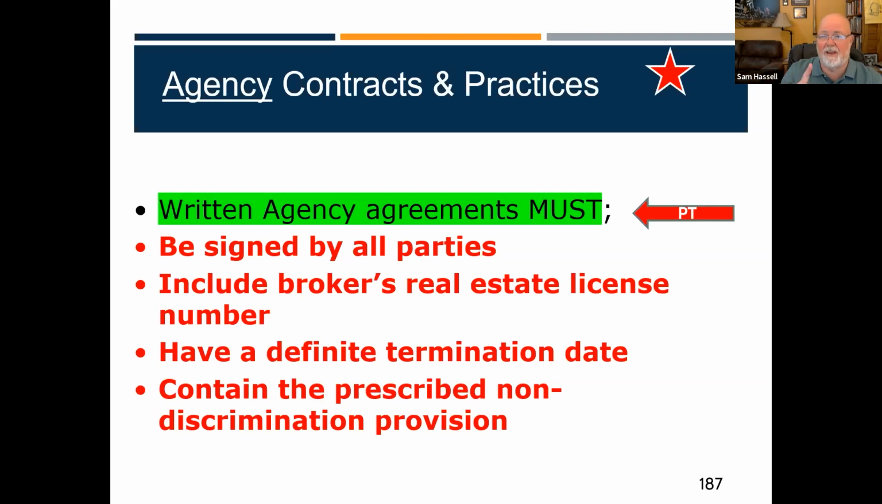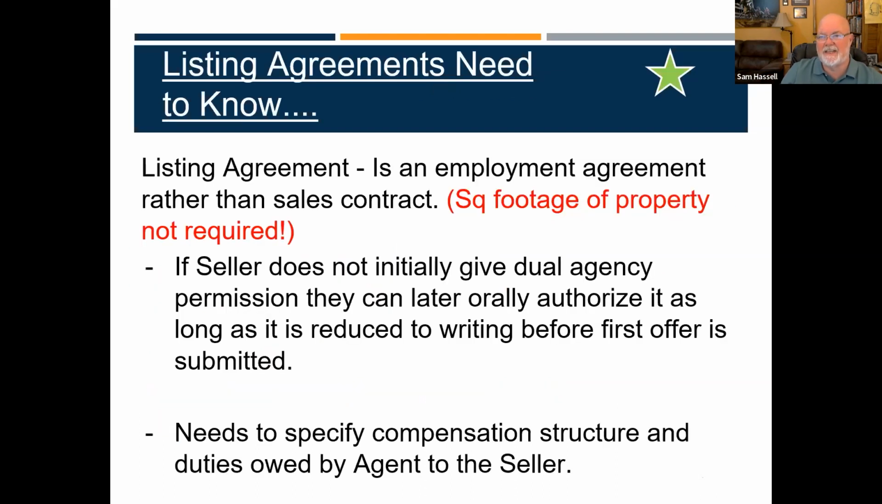Property management contracts have automatic renewals. That's the only type. Property management has automatic renewals. We do not. Buying and selling real estate has a definite termination date. And it's going to have the non-discrimination provision, which we talked about earlier, where it says that we're going to abide by fair housing. Those are in all of them. The listing agreement is an employment agreement rather than a sales contract. It's not a sales contract. It is an employment agreement.